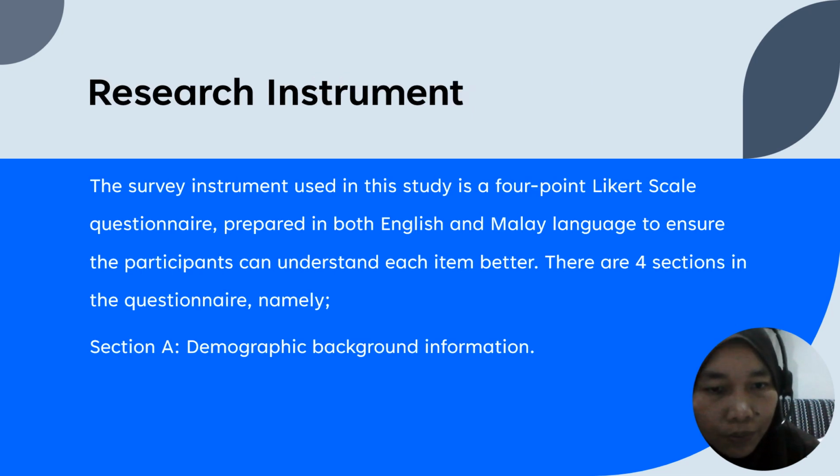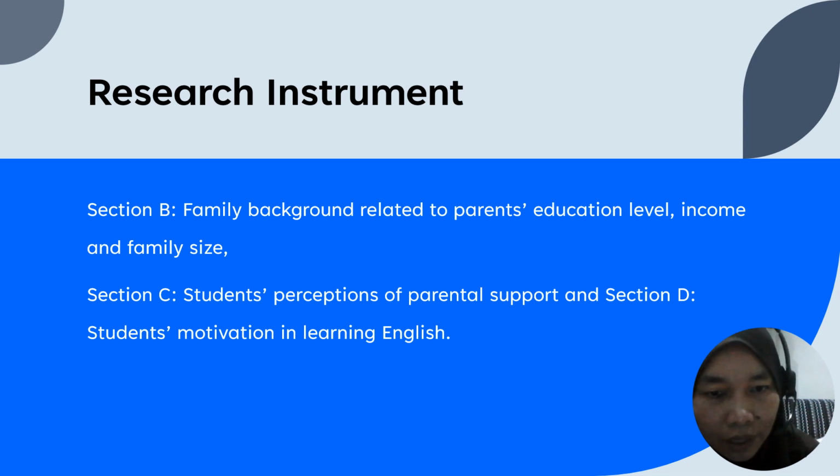And our research instrument would be the 4-point Likert scale questionnaire, prepared in both English and Malay language to ensure the participants can understand each item better, so they are in dual language. There are 4 sections, namely the first one will be demographic information. Part B will be the family background related to parents' education level, income, and family size. Okay, part C will be students' perceptions of parental support, and the last section, section D, is on the students' motivation in learning English, right?